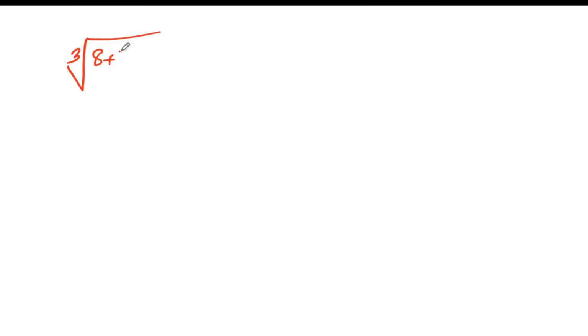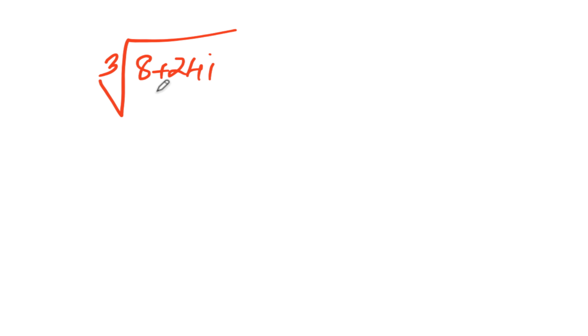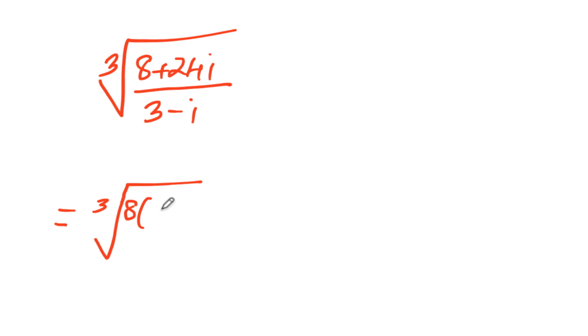So, we have the cube root of 8 plus 24i divided by 3 minus i. What we can do first is, on the numerator we can take out 8 common, and we can write this as 1 plus 3i divided by 3 minus i.